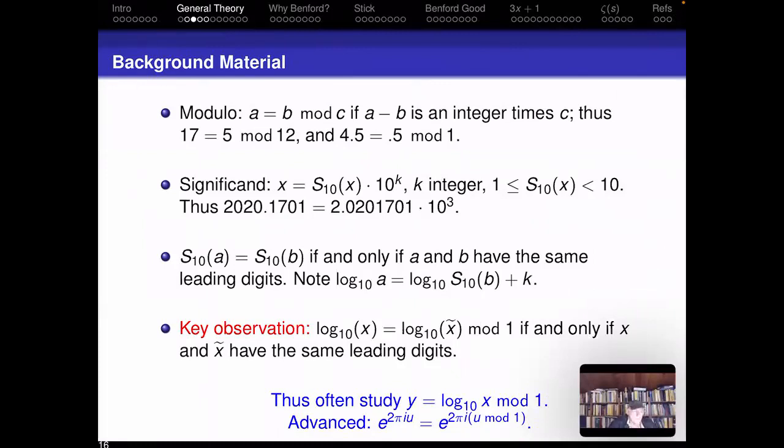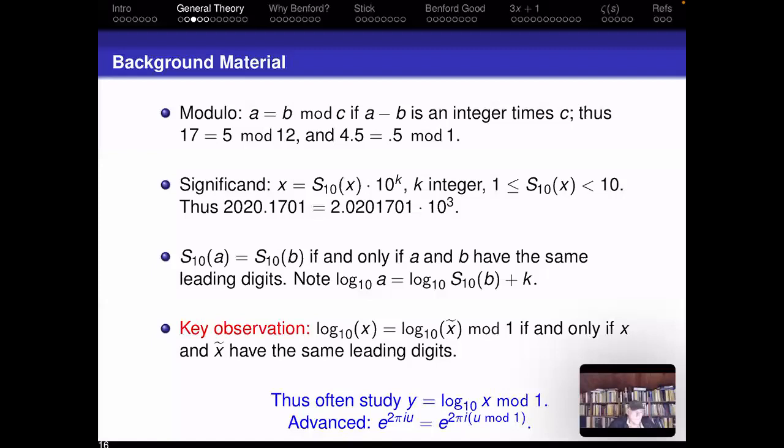All right, so just brief notation. Everybody's familiar with modular arithmetic. When we write our numbers, we can write them in scientific notation. So the significand is the number between 1 and the base. So in base 10, it's going to be between 1 and 10, and then it'll be times 10 to the k, and that's going to just pad where we put the decimal point. So two numbers have the same significand if and only if they have the same leading digits.